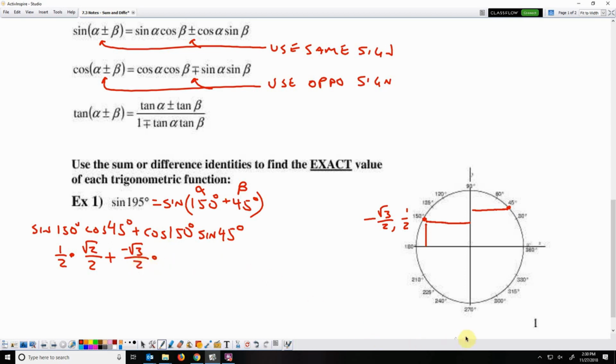And then sine 45. So we've already found cosine at 45, it's root 2 over 2. Sine is the y value. It is the second position up, which is root 2 over 2.